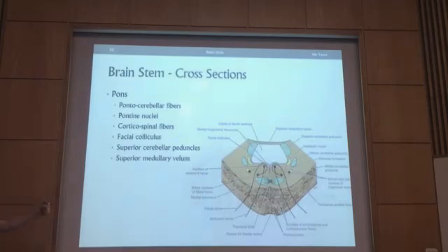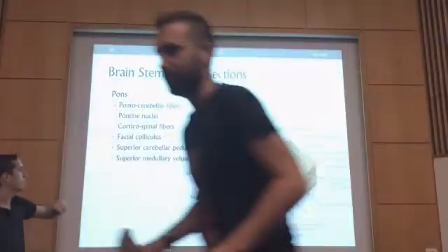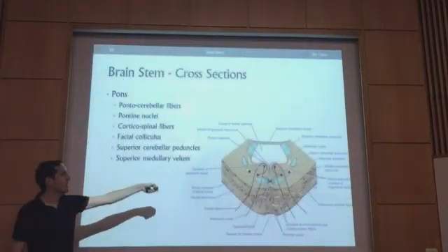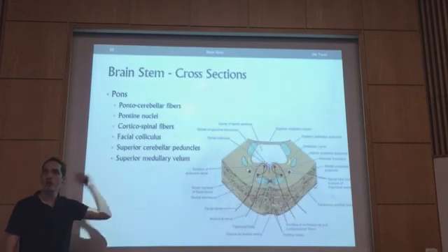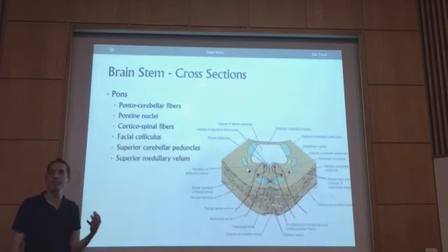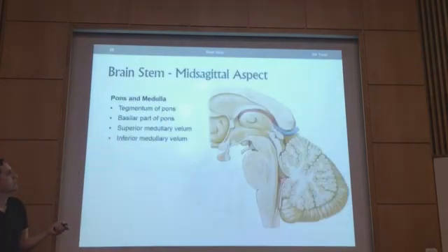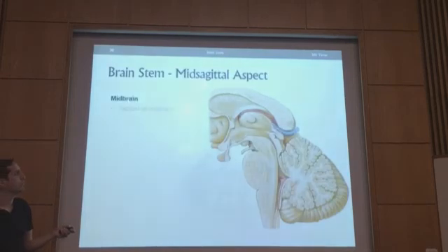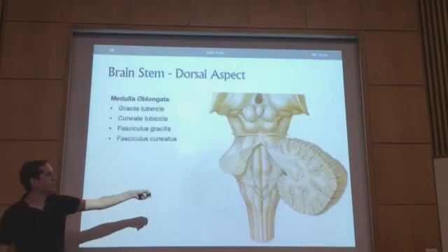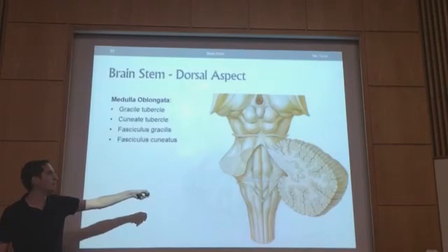There are several nuclei inside of it. But the important thing I want you to see: you remember the facial colliculus? We saw at the floor of the fourth ventricle the facial colliculus. Just a quick reminder. This is the facial colliculus, this bump in here.